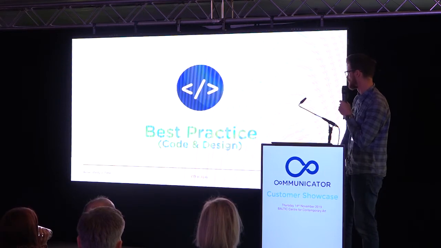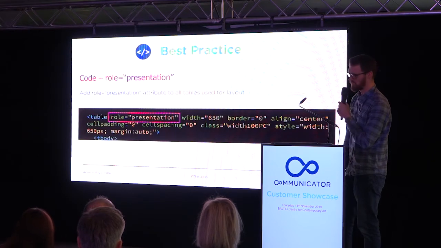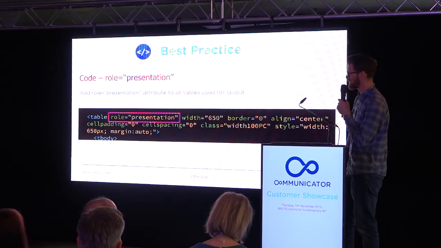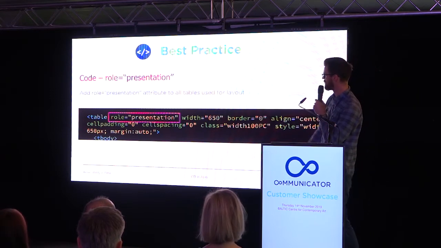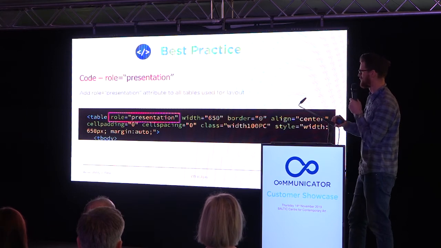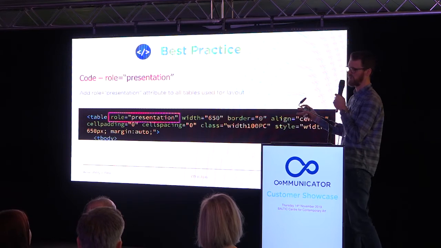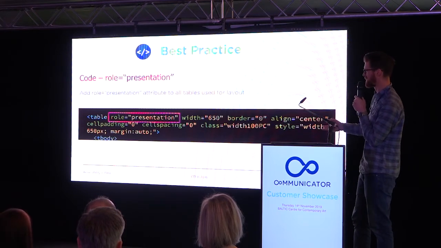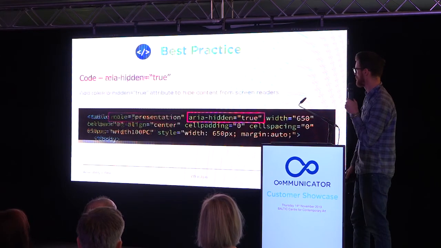So we can do this by best practice with code and design. If any of you create your emails through HTML, or you maybe get an agency to do it, by adding an attribute of role equals presentation, that'll basically tell a screen reader that this table is just meant for a layout. It's not meant to be read as a data table, which is essentially what tables in HTML were originally designed for.